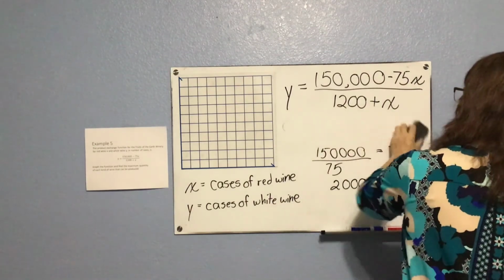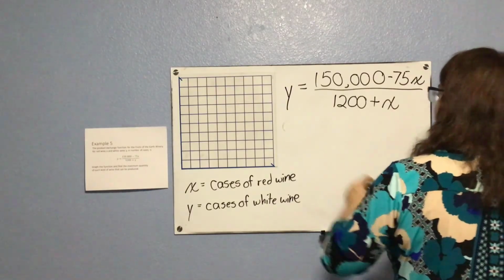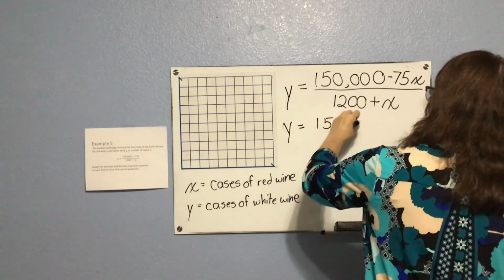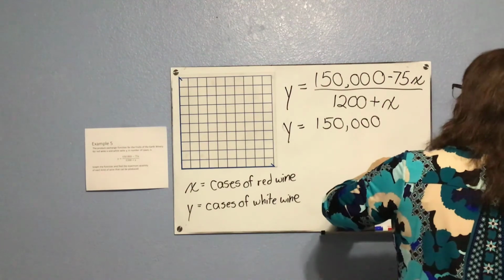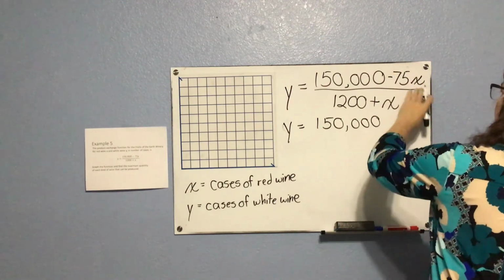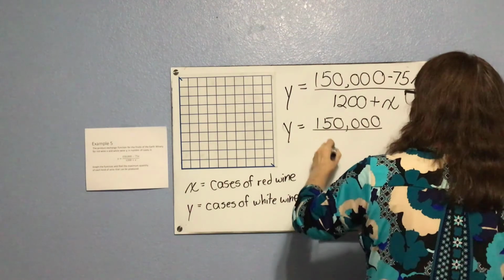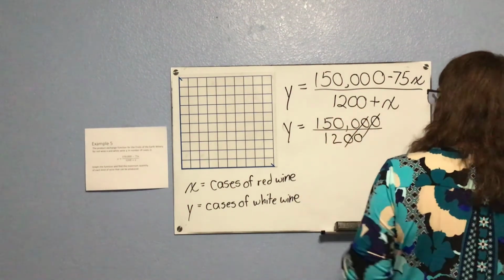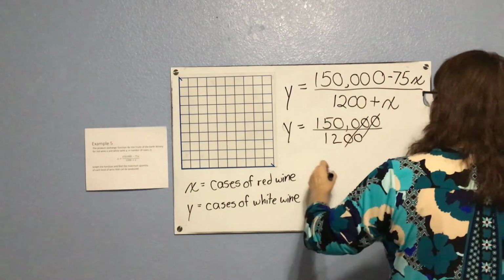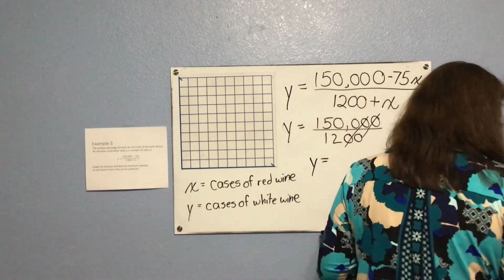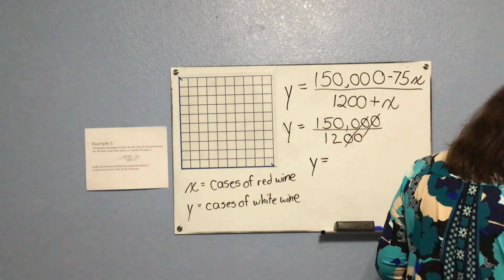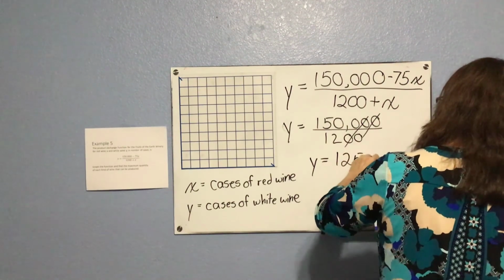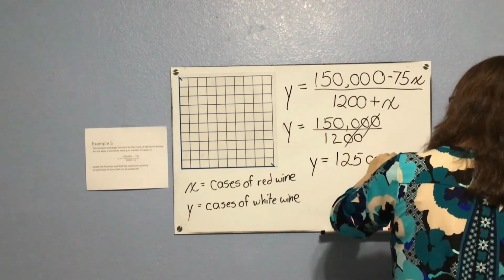Let's work it the other way now. What if I made no red wine? And I have y equals 150,000. This would go to 0, this would be 0, so just divided by 1,200. So I've got 1,500 divided by 12, which is going to give me 125 cases of the white wine.